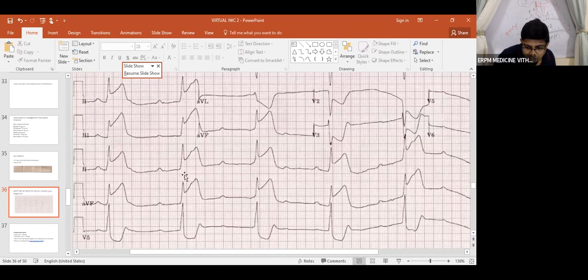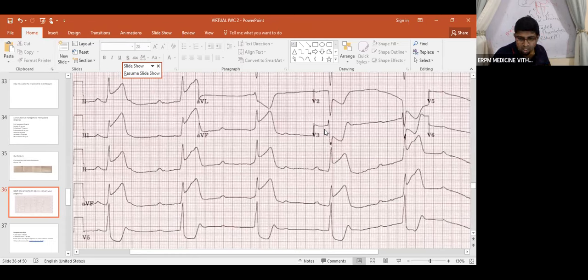This is an R wave. Okay? R wave. What is the heart rate? Can anybody tell me what the heart rate is? I have not told you how to calculate the heart rate. I will teach it in the ECG class. Can anybody tell me what the heart rate is?